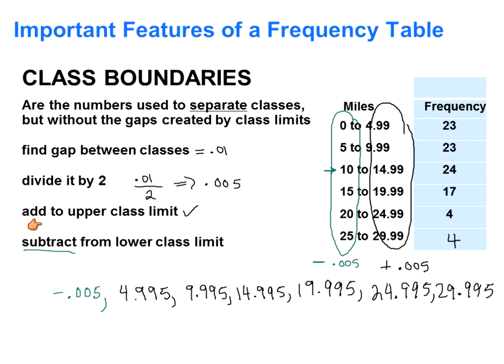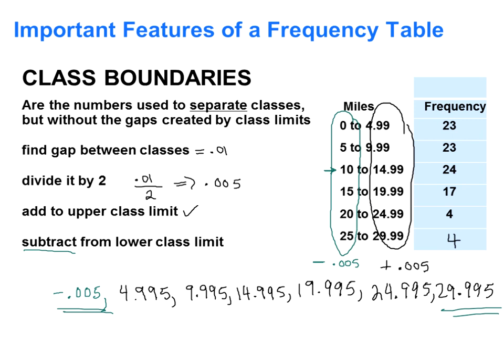So when you add to the upper class limit, that starts giving you your class boundaries. When you subtract, that gives you the extra class boundary that the first one didn't give you. That's why you need to make sure you add to the upper class limits and subtract from the lower class limits, so that you get them all. There's a lot of overlap, and that's okay. You don't have to write them down twice, but you just need to make sure that you have all of them. By doing both of those, you have the ends, the first and the last class boundaries.